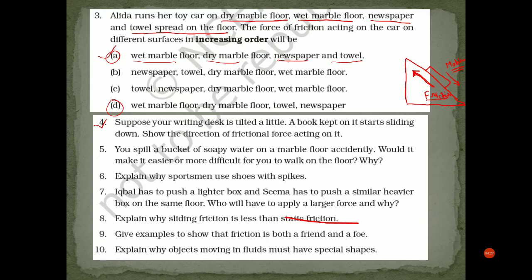We might slip. Therefore, it is difficult to walk on a marble floor where the soapy water has fallen or spilled. Very clear. So basically, less friction you have to mention. That's one point. And the second point you have to mention is that when we move ahead or when we walk, we are basically pushing the ground behind, right? And pushing the ground behind would be difficult if the floor is slippy. That's it. Because friction is less. So fifth is done.